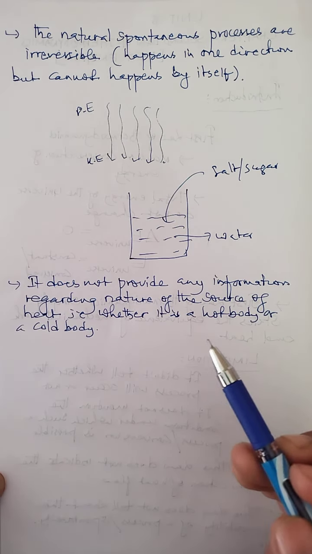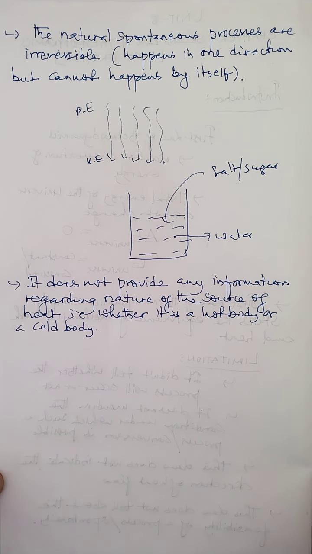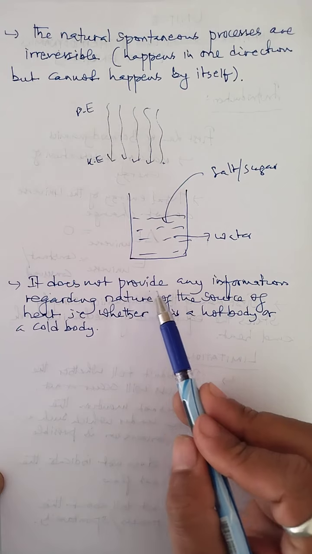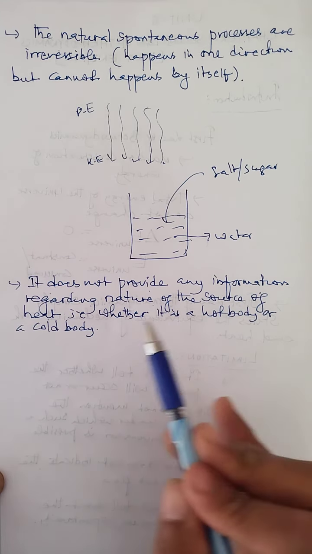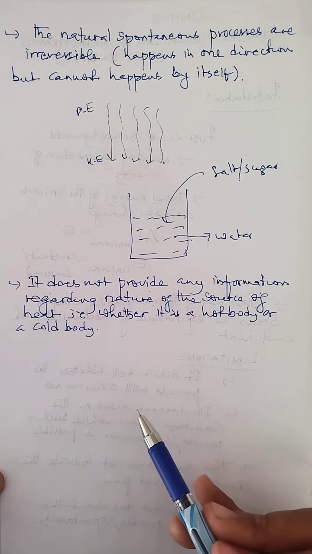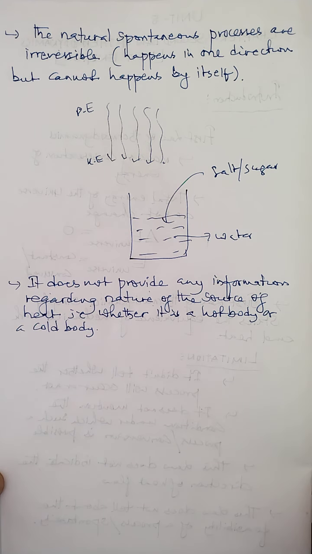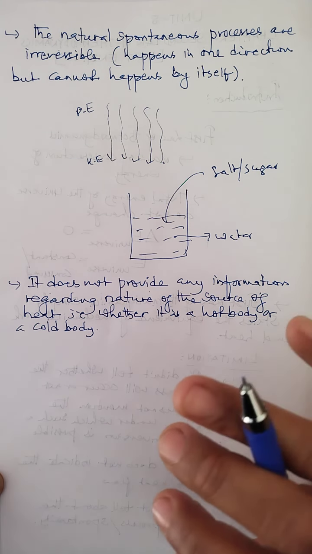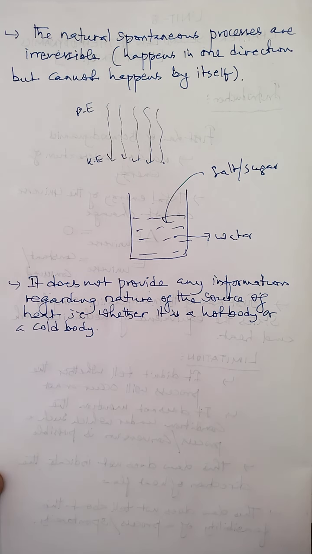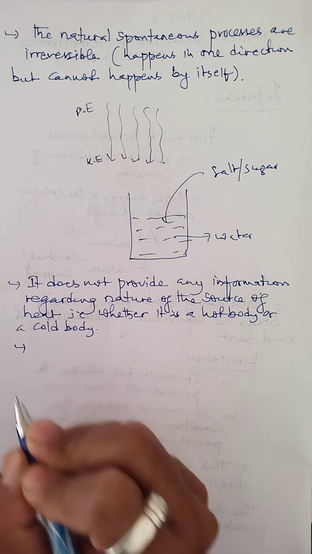Now children, I want to add another limitation of the first law of thermodynamics: this law does not provide any information regarding the nature of the source of heat. That is, whether it is a hot body or cold body in which the heat can flow. The first law simply says that energy is conserved in the universe. But is conservation possible when heat flows from a cold body to a hot body, or from a hot body to a cold body? That was not explained by the first law of thermodynamics. So this is also one of its limitations.